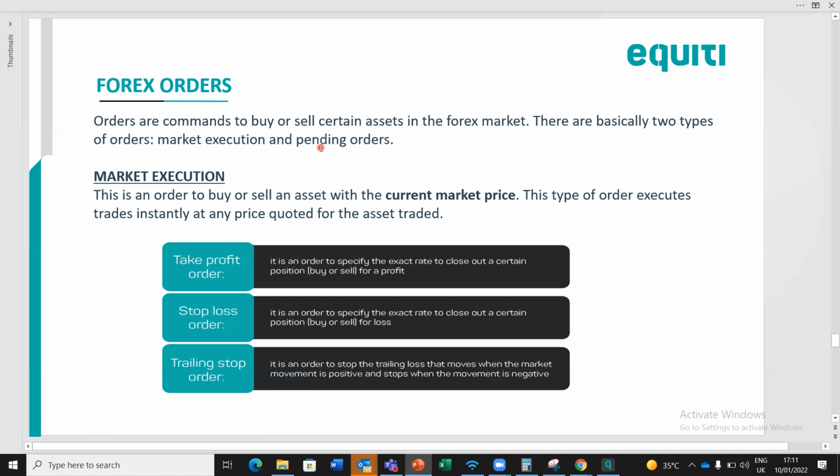Now, before we come to the pending orders and explain them in full and also look at the different types of pending orders, let us quickly look at some other types of orders that we have in the forex market and are also very important. The number one we're going to be talking about is the take profit order. The take profit order.